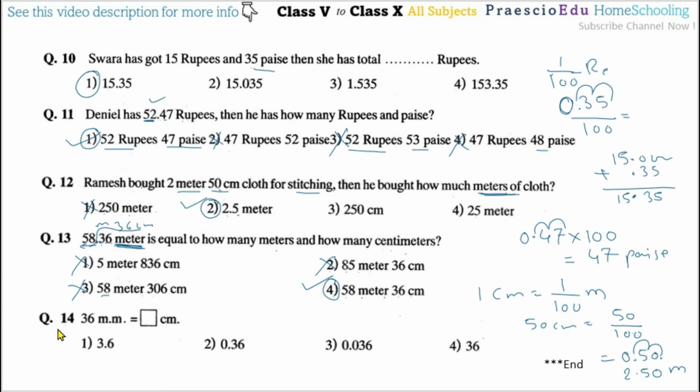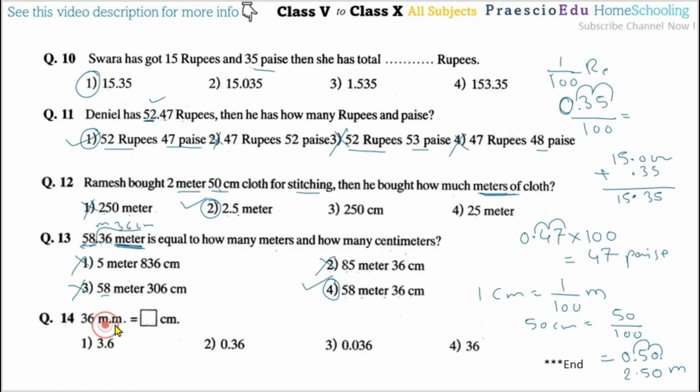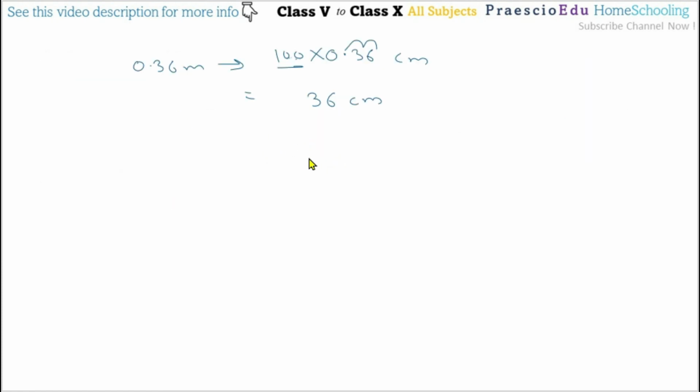Now question number 14: 36 mm is equal to how much centimeter? As we know, 1 centimeter is equal to 10 millimeter. Mm means millimeter. So 1 millimeter is equal to 1 by 10th centimeter. This we know, and as per this, 36 mm we have to convert into centimeter.